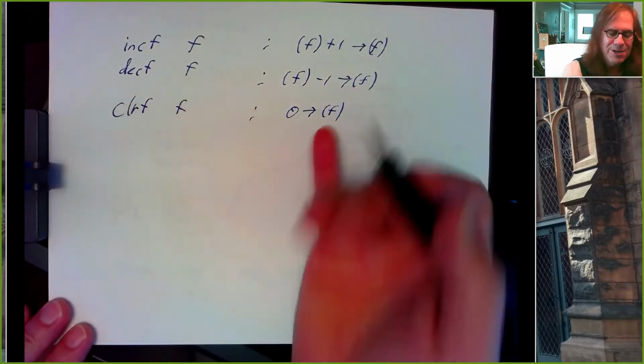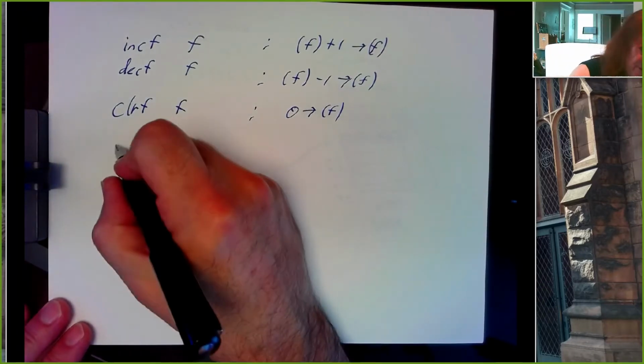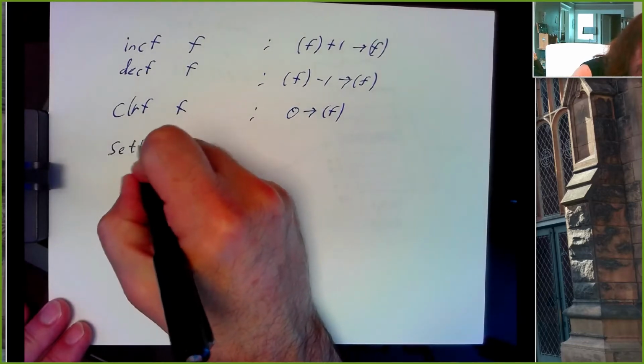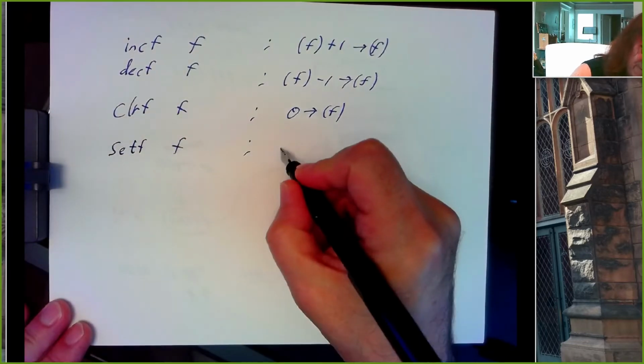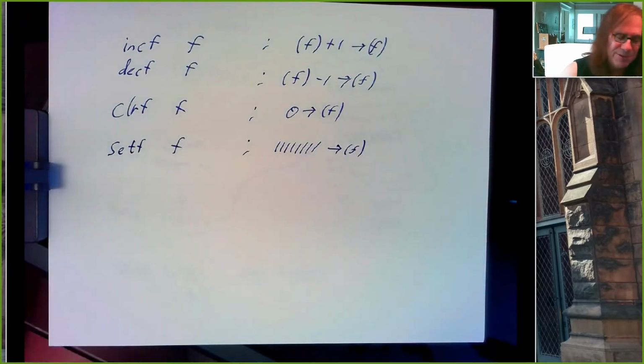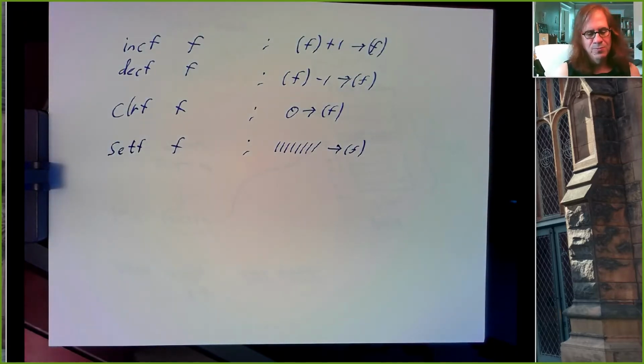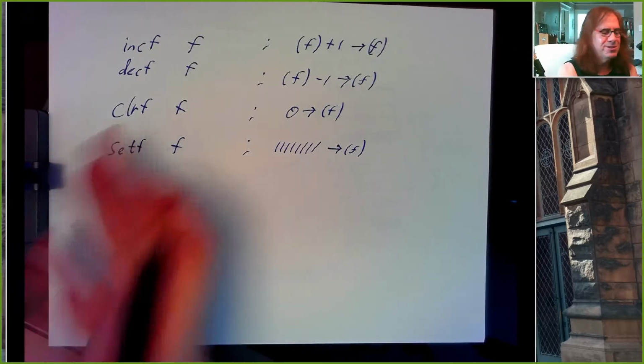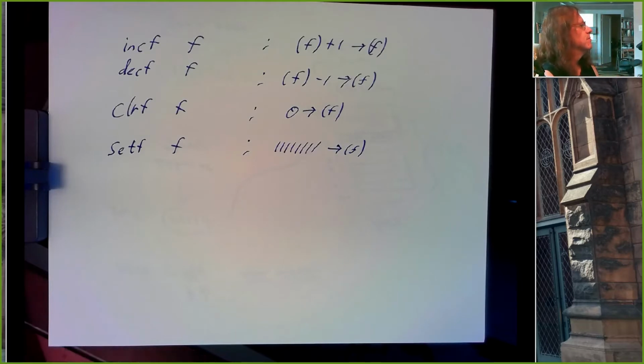So clear F sets a 0 into a file register. Set F loads all 1s into a file register. Usually, we initialize things to 0, but we might want to initialize something to be a bunch of 1s. So the setF instruction does that.